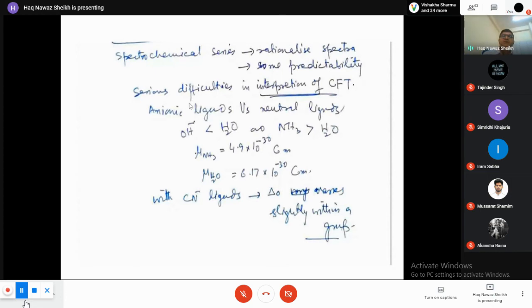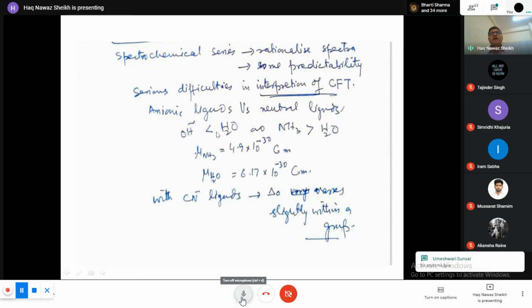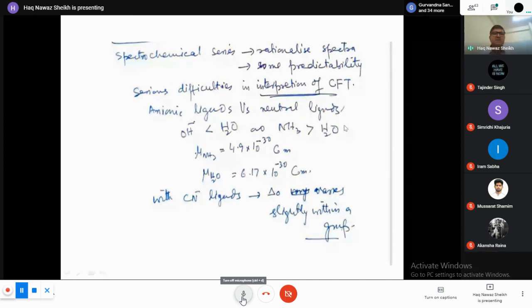But there was a serious difficulty in the interpretation by the crystal field theory. What was the serious difficulty? On the basis of the principle of crystal field theory, anionic ligands were supposed to be stronger ligands than neutral ligands, but that is not happening as per the experimental data. OH negative is a weaker ligand than water, and similarly, water has a larger dipole moment than ammonia. Water should have been a stronger ligand than ammonia, but experimentally it is the reverse.